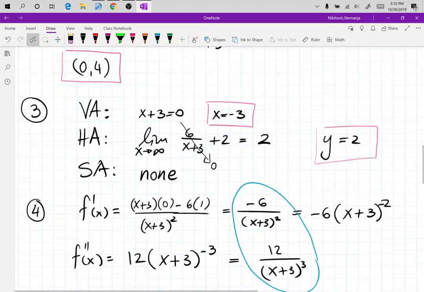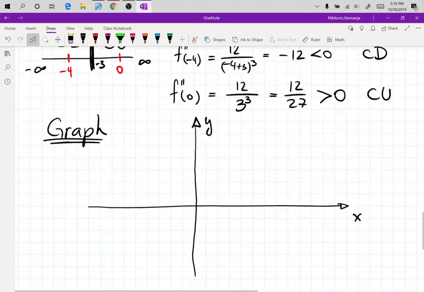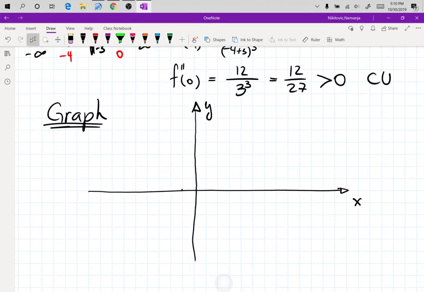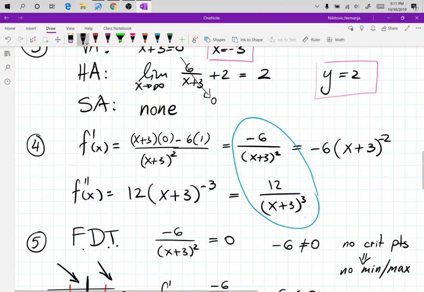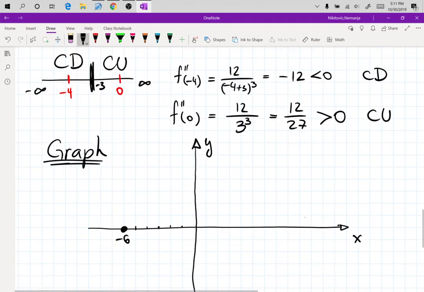X-intercept at negative 6, 0. Okay. 1, 2, 3, 4, 5, negative 6. Y-intercept at 4. So y equals 4, 1, 2, 3, 4. Awesome.